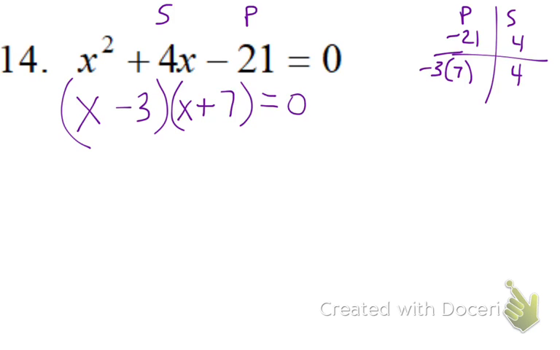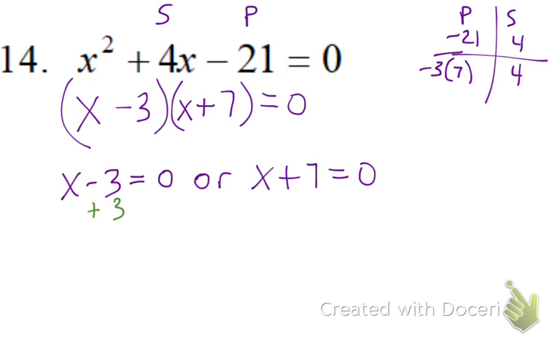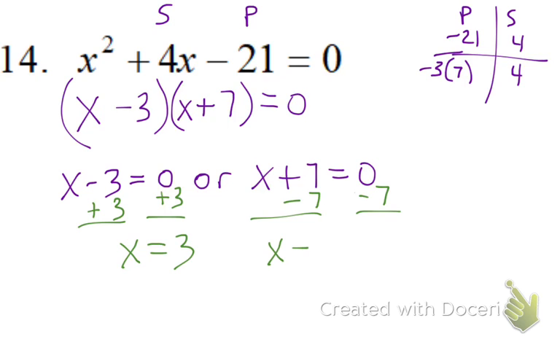Get a product equal to 0, set each factor equal to 0 and solve. Only way you can multiply two things and get zero is if one of those things is 0. Add 3 to each side and you get 3 as a solution. Subtract 7 from each side and you get negative 7 as the other solution.